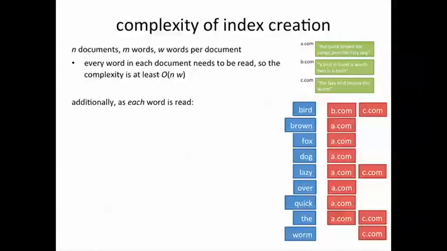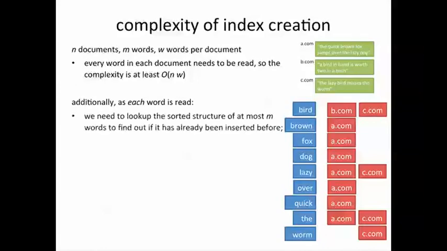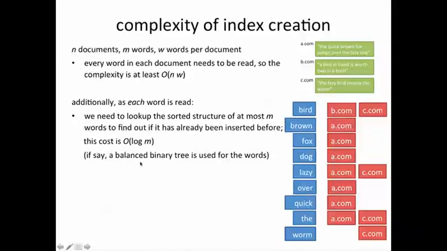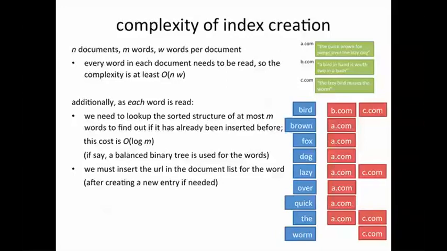Additionally, as each word is read, we need to look up this sorted structure of words to figure out whether or not it has already been inserted before. The cost of looking this kind of a structure up is log m, as we have seen earlier, for example, if a balanced binary tree is used to store these words. Further, we must insert the URL of the document against the word if we happen to find it already in the index. Else, we must insert an entry for that word if we don't find it, and then insert the document against it.